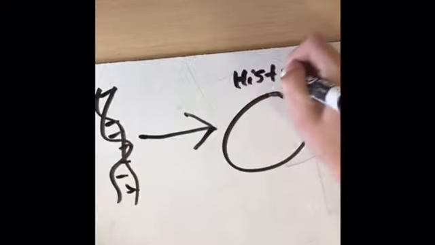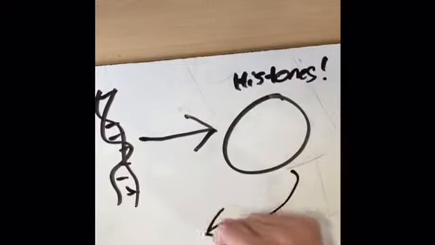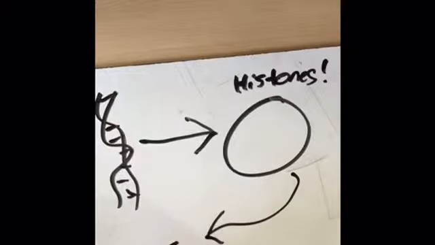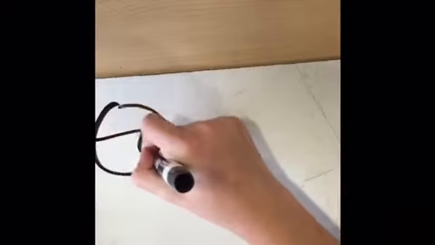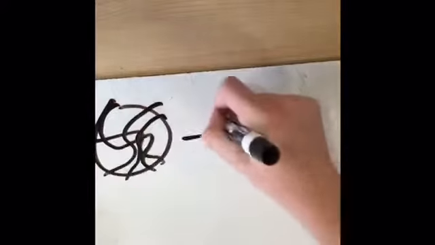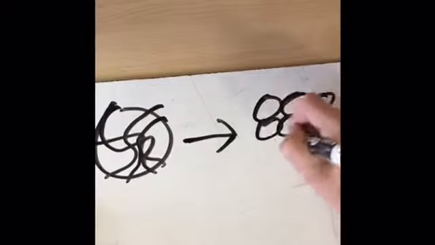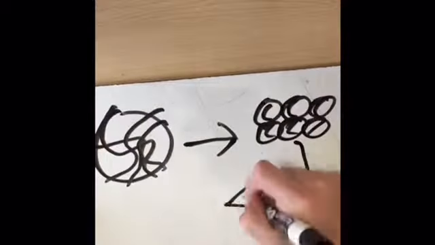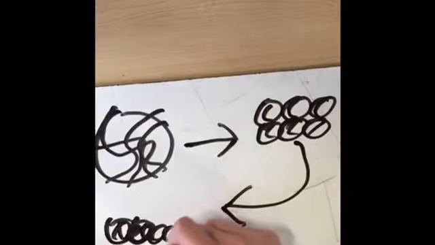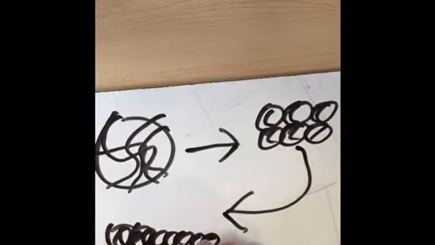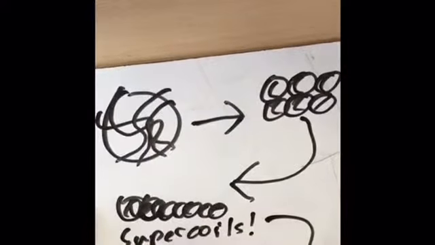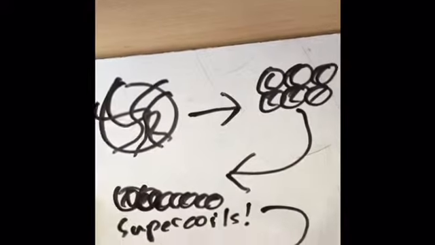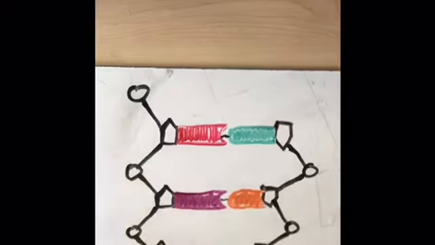DNA is a double helix, which is then wrapped around histones, which are grouped together into what we call supercoils. Supercoils are what make up the chromatin, which is what chromosomes are made of.